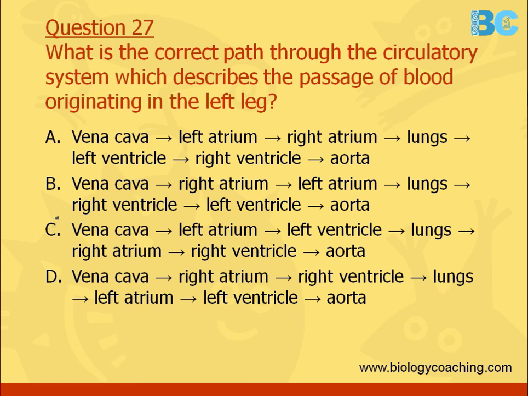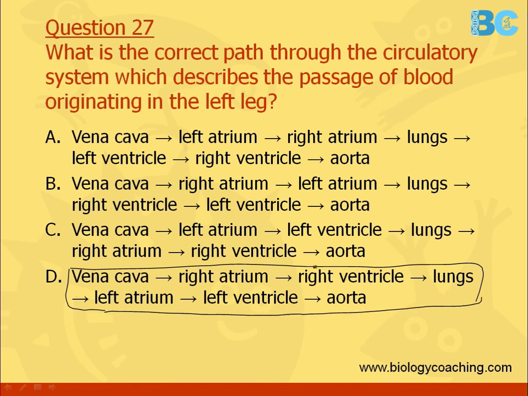And the options are: vena cava, left atrium, right atrium, lungs, left ventricle, right ventricle, aorta. Next is vena cava, right atrium, left atrium, lungs, right ventricle, left ventricle, aorta. Vena cava, left atrium, left ventricle, lungs, right atrium, right ventricle, aorta. And the last option is vena cava, right atrium, right ventricle, lungs, and now the blood comes to the left atrium, left ventricle, and aorta. And this is the correct option. This is the exact course of circulation of blood through the heart.